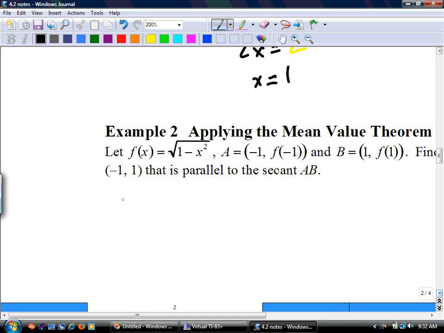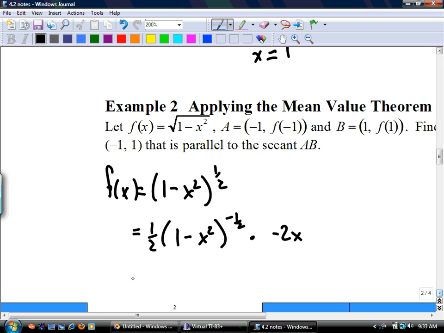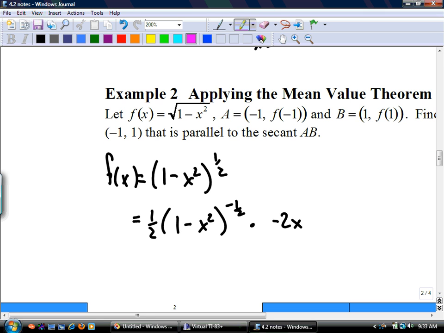Well, we'll find the derivative. We're going to do that right now. So the first thing we probably should do is find out what f prime of x is. f of x equals (1 minus x squared) to the 1/2. So when you take the derivative of that, you get a half, (1 minus x squared) to the negative a half, times negative 2x. Make it look pretty so you can talk about its derivative.